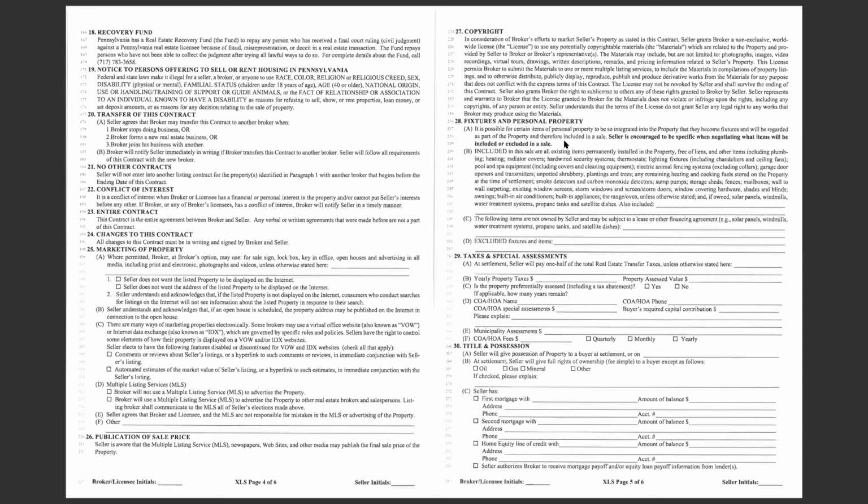This is really important. It is pre-printed in here, as it is pre-printed in the agreement of sale. Included in the sale are existing items permanently installed to the property, free of liens, and other items including, and it goes on and on and on. If you walk in a home and there is something quite unique in the home, a very ornate chandelier, you need to ask the questions.